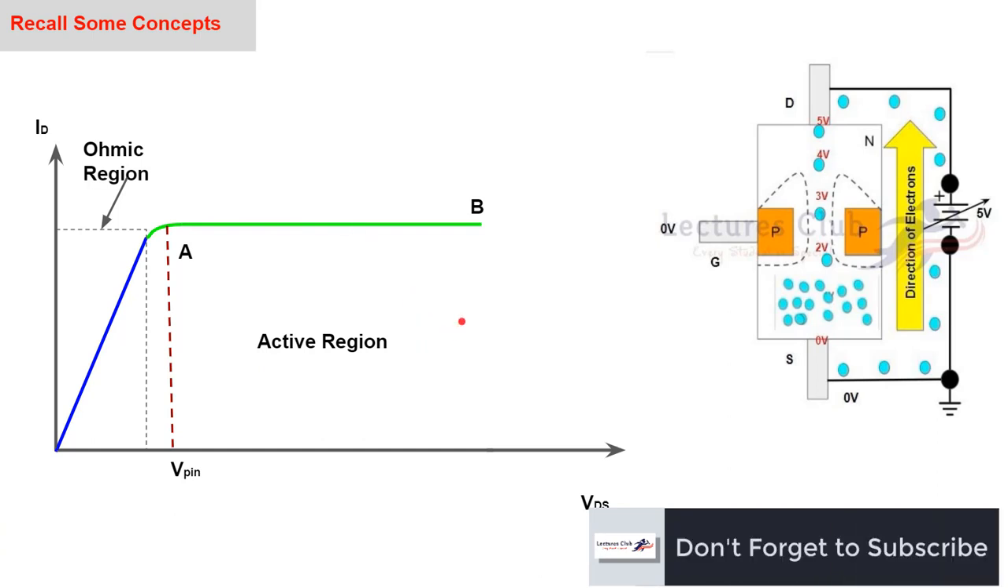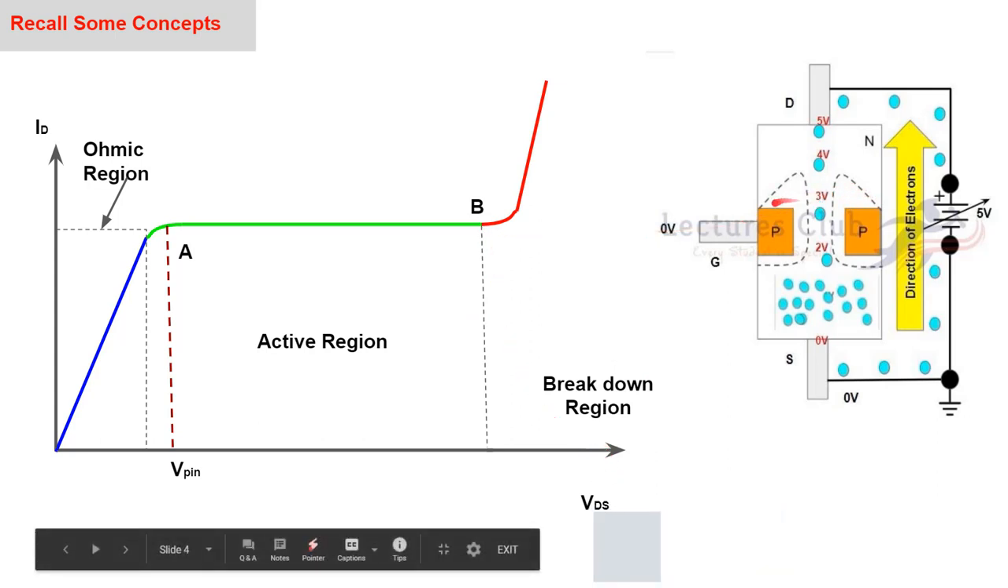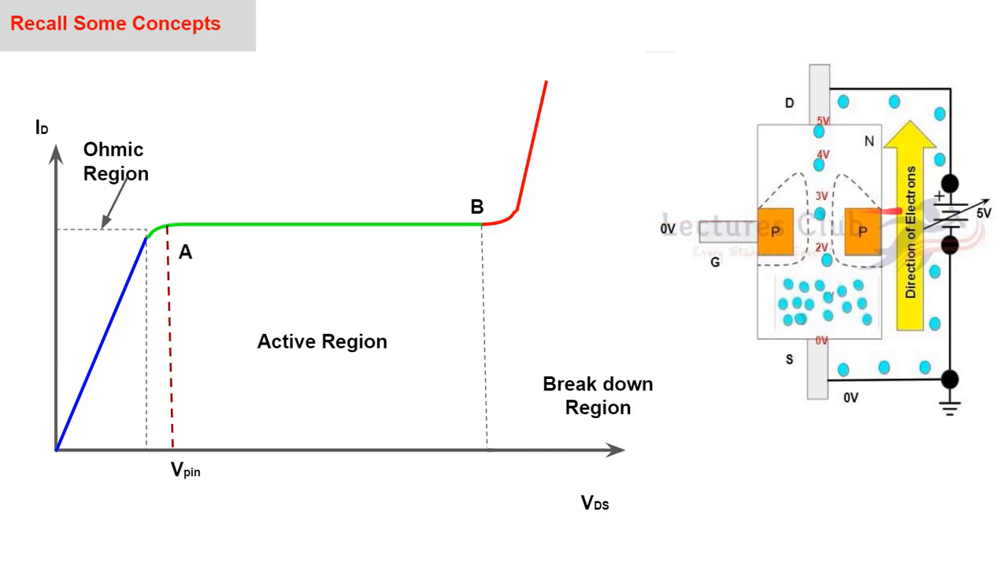But after the active region, if you keep on increasing the drain to source voltage, a point will be reached when this depletion region will collapse, and when this depletion region collapses, what will happen? The JFET will be damaged, or a very huge amount of current will pass through the JFET, and the JFET will be damaged.